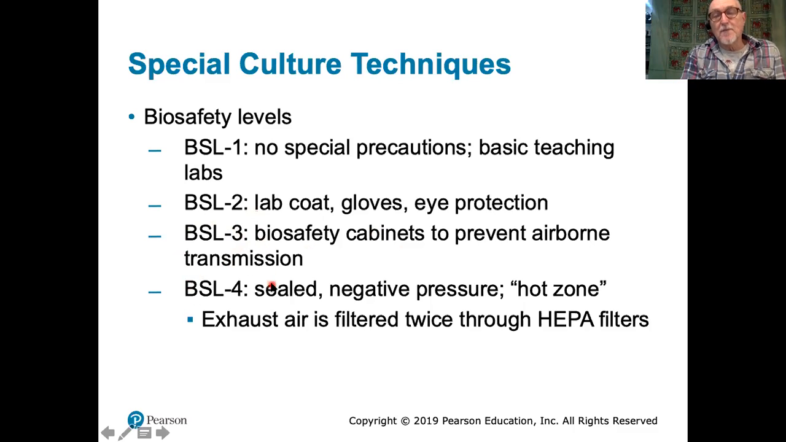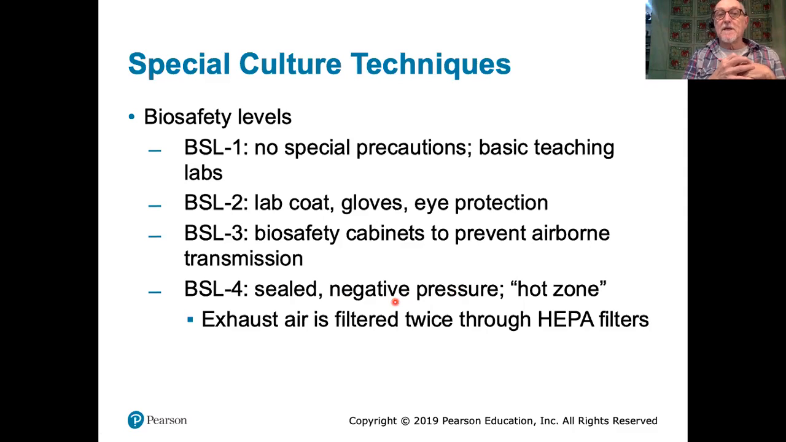BSL-4 is for dangerous, highly infectious organisms. So, for example, if somebody is dealing with COVID-19, which is properly called SARS-CoV-2, then they would be working in a BSL-4 lab. And this is a lab with negative air pressure inside. That is to ensure that everything stays inside that lab. Anything that's liberated in that lab stays inside the lab. It does not get out at all.